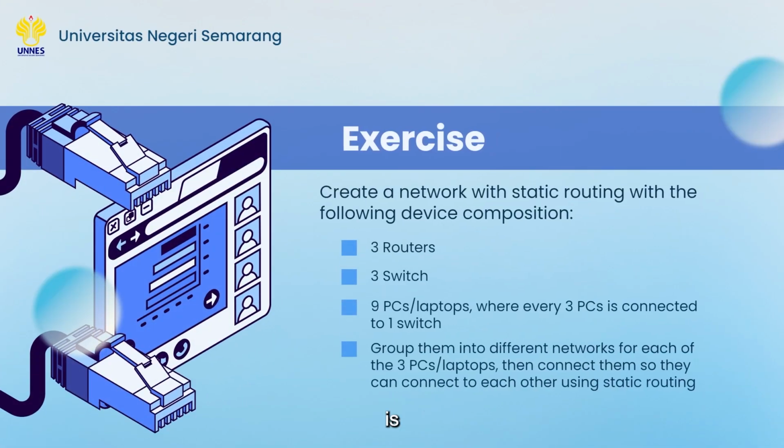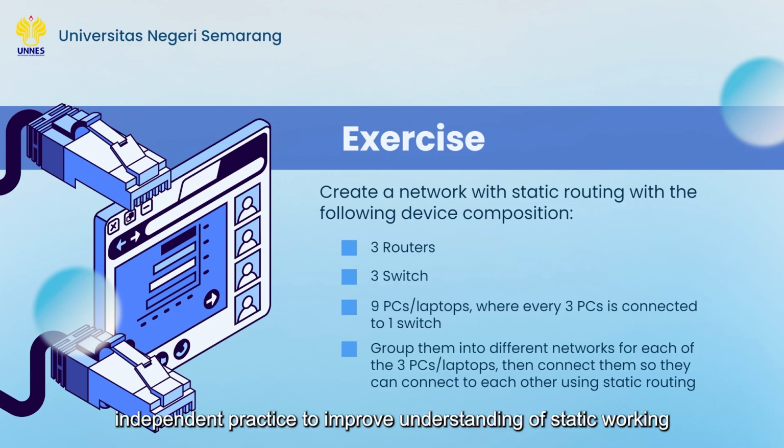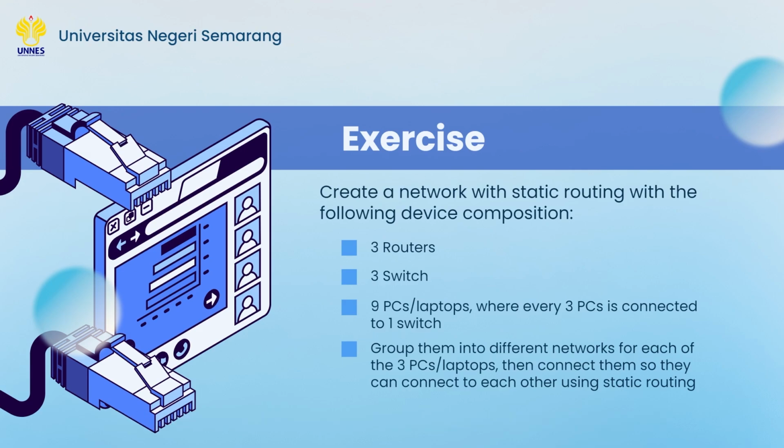The next is the exercise. Independent practice to improve understanding of static routing. The exercise is to create a network with routing with the following device composition: 3 routers, 3 switches, 9 PCs or laptops, where every 3 PCs are connected to one switch. Group them into different networks for each of the 3 PCs or laptops, then connect them until they can connect to each other using static routing.